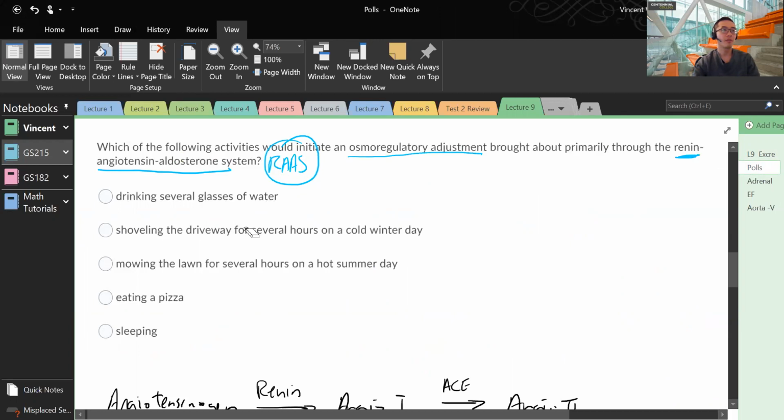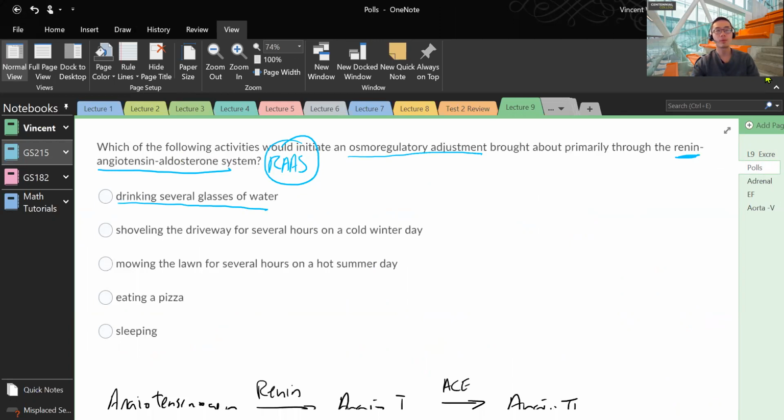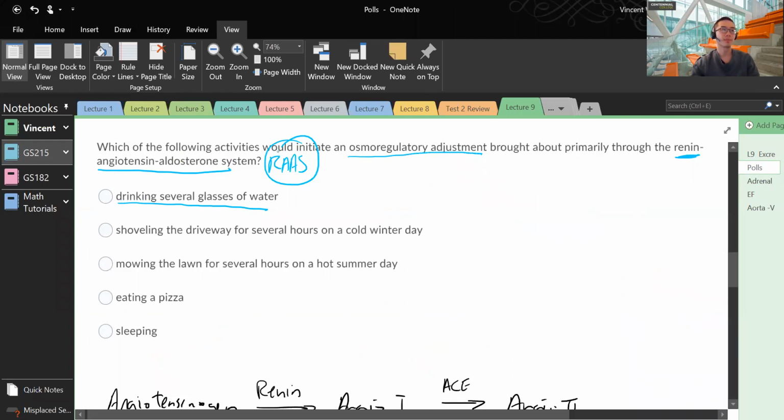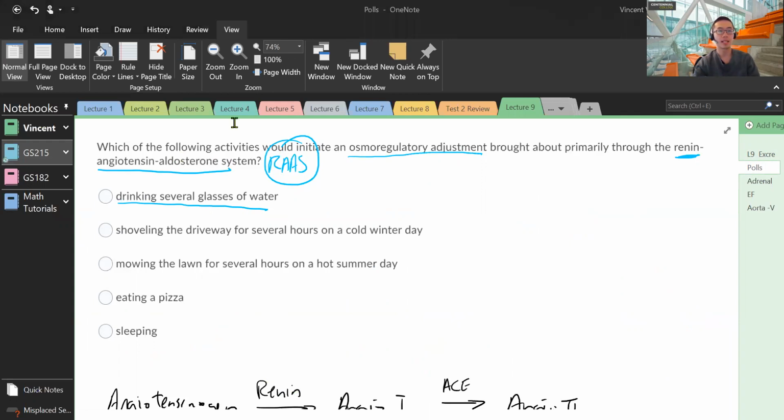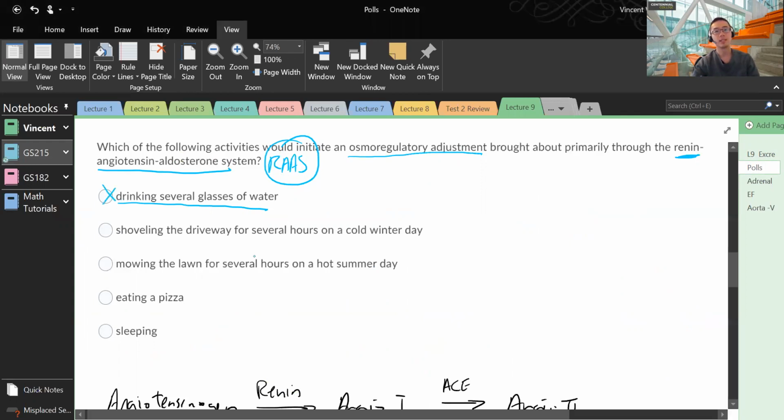Okay, 3 out of 4 of you chose drink several glasses of water. Does drinking a lot of water cause your blood pressure to drop? Is that dehydration? It's not, right? That is the opposite of dehydration, if anything. So that is not the answer.